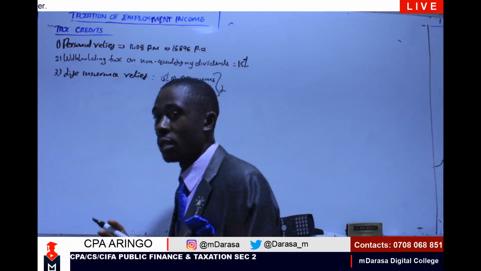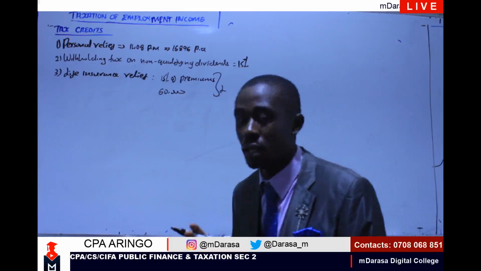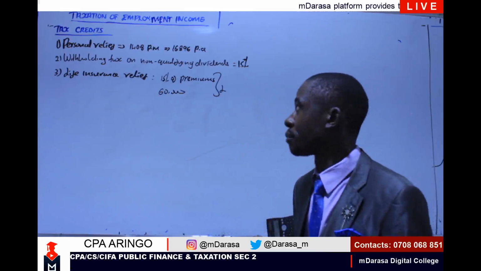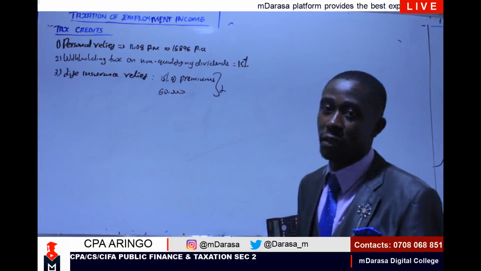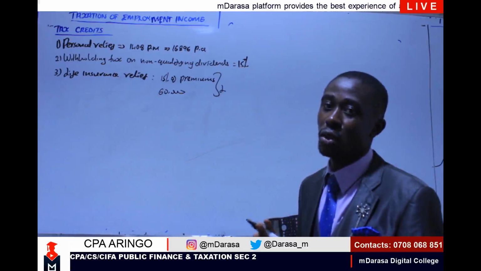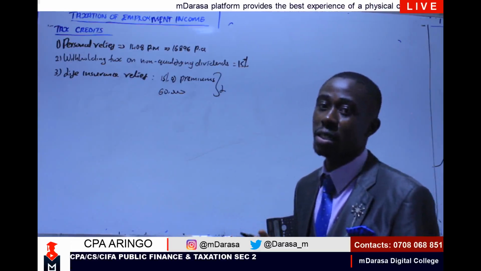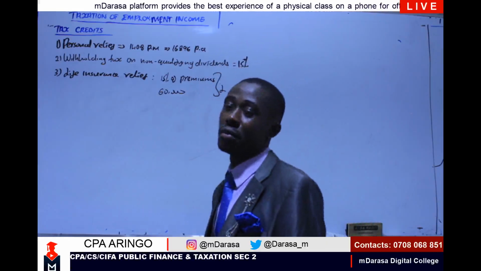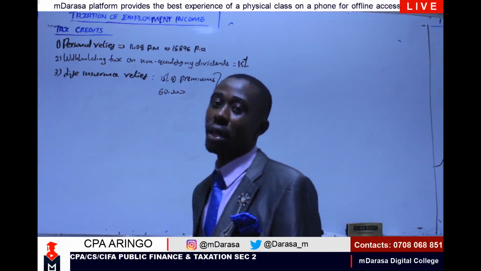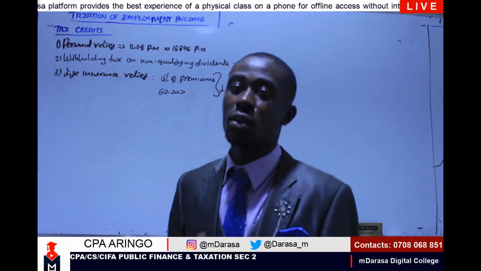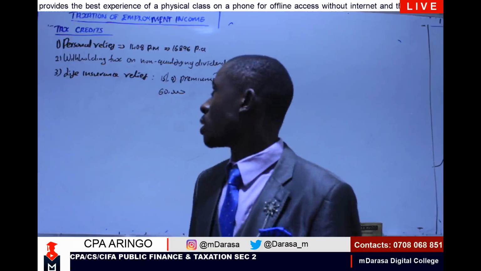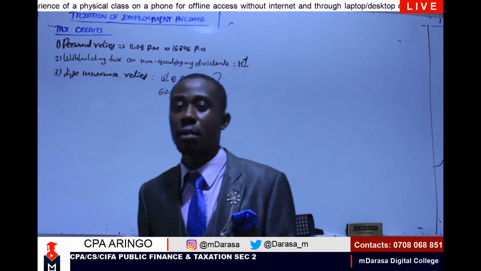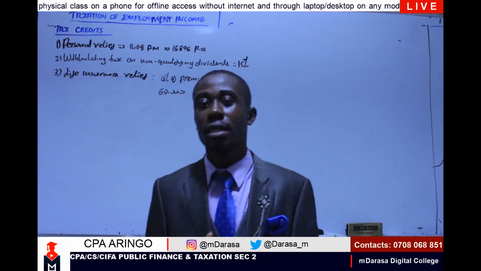So for tax credits in relation to employment income, I'll be looking at personal relief, which is 1,408 per month, translated for the whole year, we're talking of 16,896 per annum. Withholding tax on non-qualifying dividends: remember, these are dividends that have a withholding tax of 15%, and this withholding tax is not a final tax. Life insurance relief, 15% of the premiums, compared with 60,000. Whichever is lower is the one you're going to take. This is a very important concept that we should understand before exams.